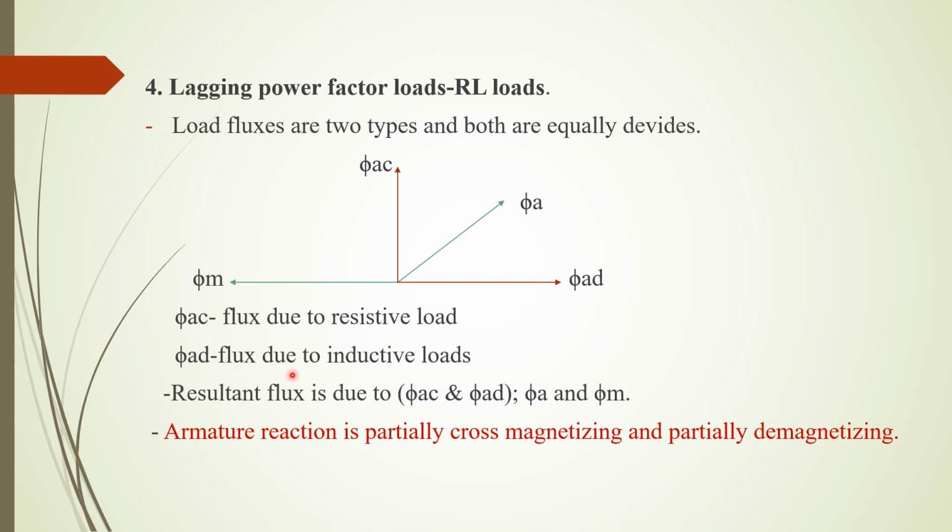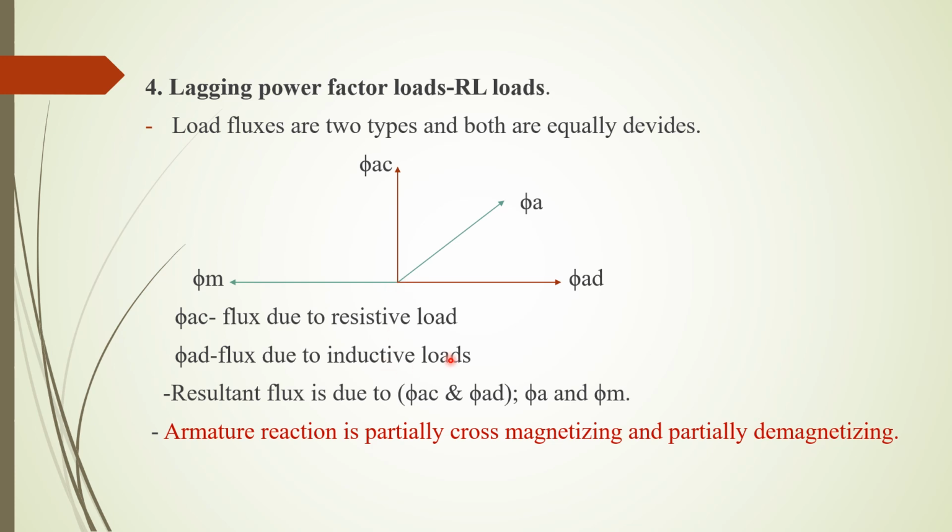And phi AD is nothing but the flux due to inductive loads. We know that a pure inductive load will give you demagnetization effects of armature. So the combination of this cross magnetizing and demagnetizing effects will be there in lagging power factor loads, means RL loads. As a result of that, armature flux will be like here. So it will move in this direction when compared with the direction of main magnetic field.